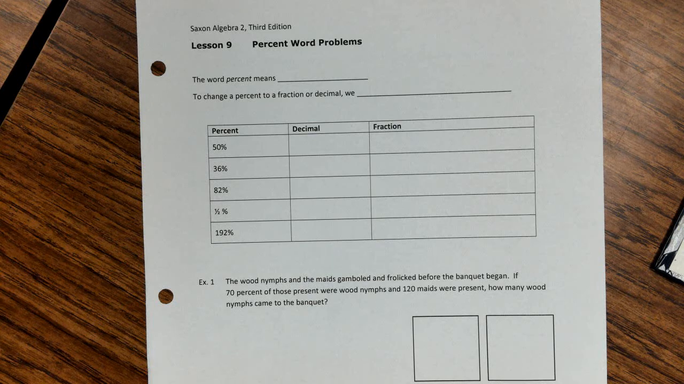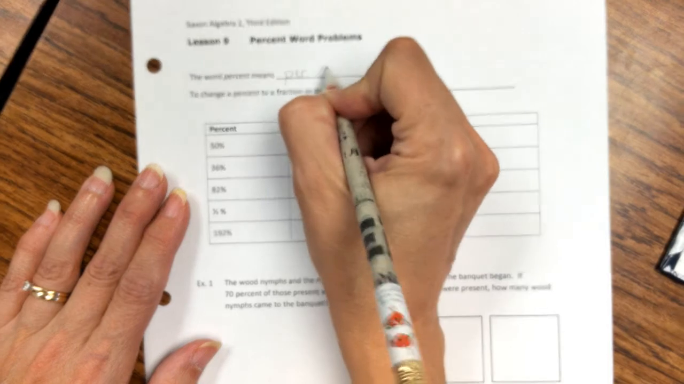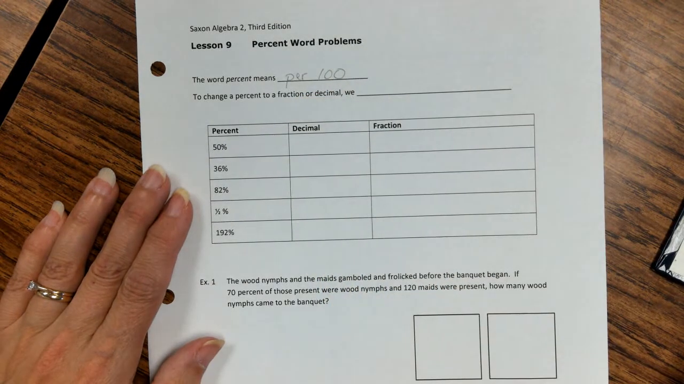Algebra 2, Lesson 9 is all about percent word problems. And we start out just reviewing percent. Percent means per 100 or out of 100. Okay, so to change a percent to a fraction or a decimal, we divide by 100.